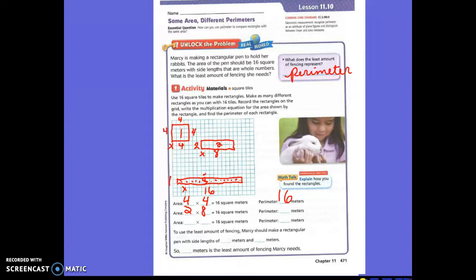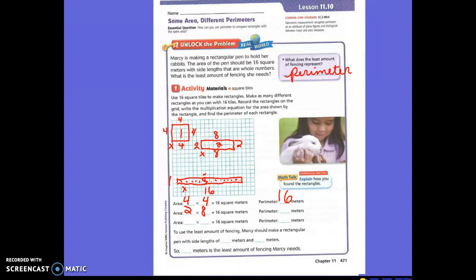Now we need to find perimeter. Perimeter is where you add up all the sides. So let's add the other 2 sides. Can we do that? Yeah. So if this side is 2, then this side has to be 2. If the bottom is 8, then the top has to be 8.